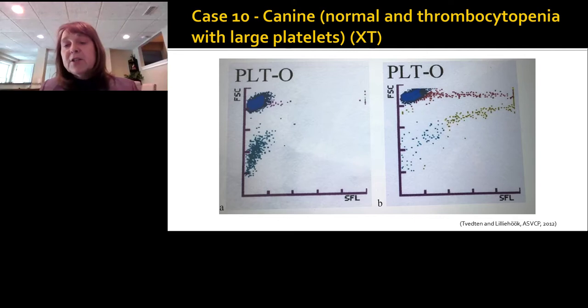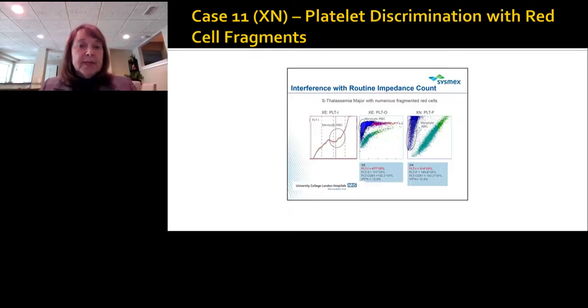All right, so I included 2 more platelet case studies, and I included human ones because the new XN platform has that new channel, that Platelet-F channel, and it's extremely important for accurate platelet counts to include and to consider the results that are seen with a Platelet-F channel. I thought this was an excellent example, albeit human, taken from the University College of London, and they used a beta thalassemia major patient. And we know in that patient population, there's going to be numerous fragmented cells, so you will have a lot of small red cells.